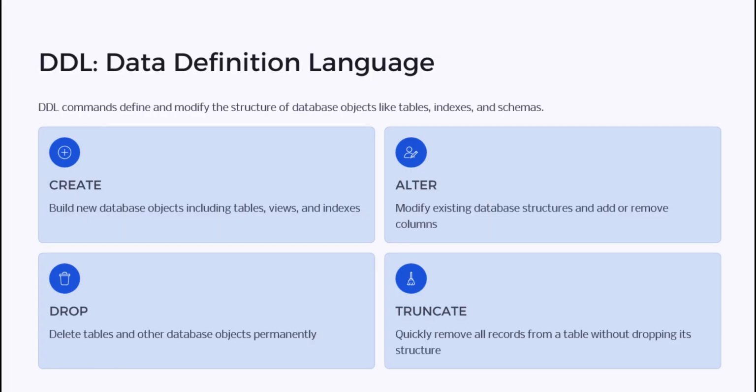Next, we move to DDL. DDL stands for Data Definition Language. These commands are used to define and modify the structure of database objects such as tables, schemas, and indexes. The main DDL commands are create, alter, drop, truncate.